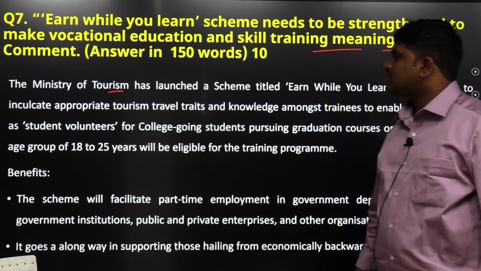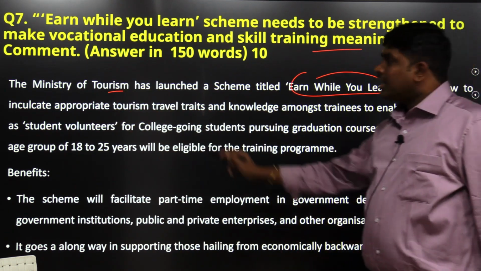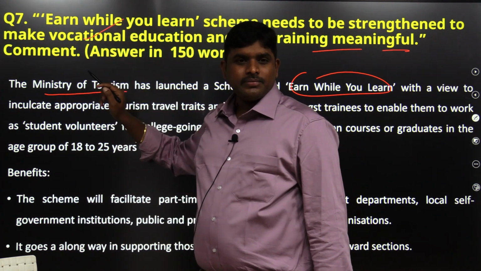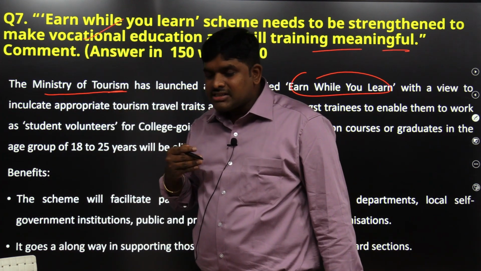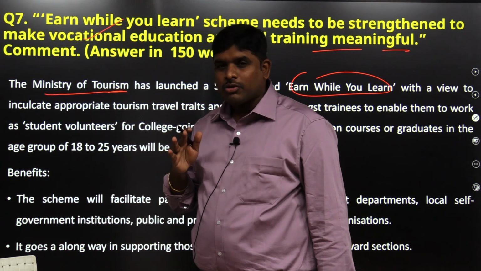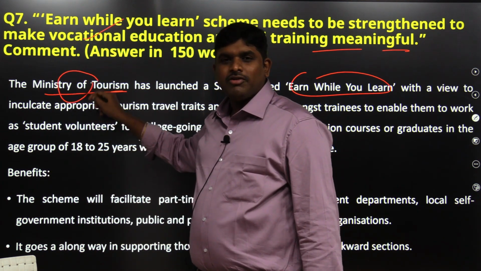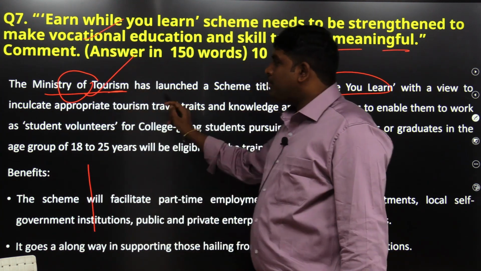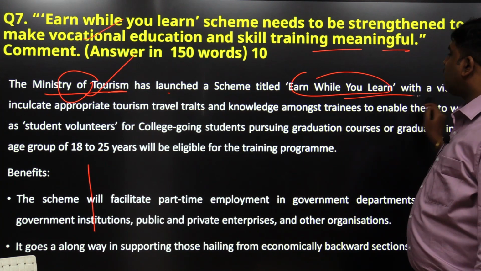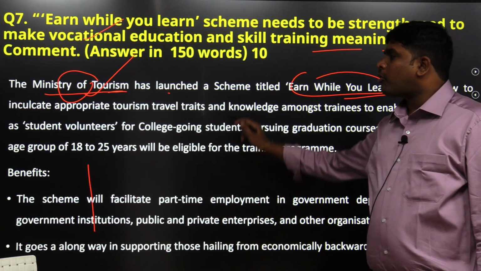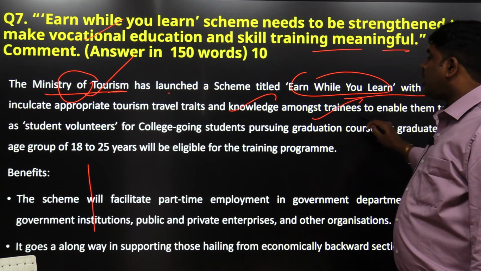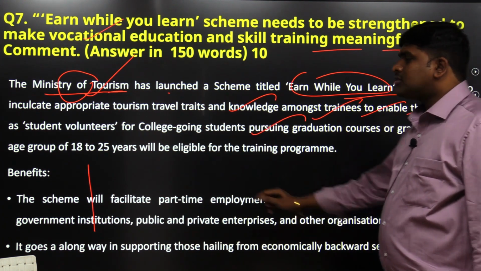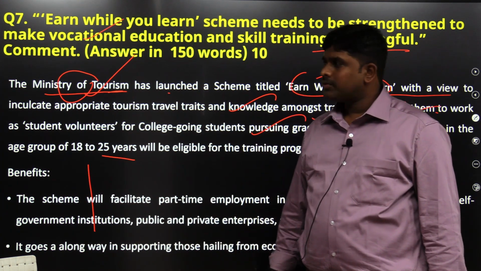The Ministry of Tourism has launched a scheme titled Earn While Learn. He will see only this point. Why? Because most of them will be writing generally. When he reads 3 answers, 4 answers, he understands that everyone did not get the question. But you wrote Ministry of Tourism. He will not read the answer also. He will give it correct. The Ministry of Tourism has launched a scheme titled Earn While Learn with a view to inculcate appropriate tourism travel traits and knowledge among trainees to enable them to work as student volunteers for college-going students from 18 to 25 years.